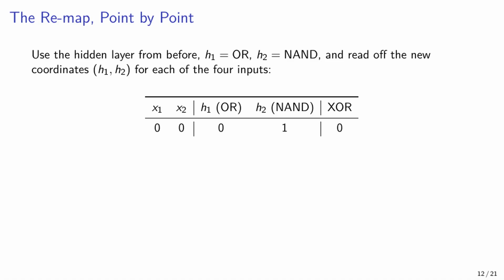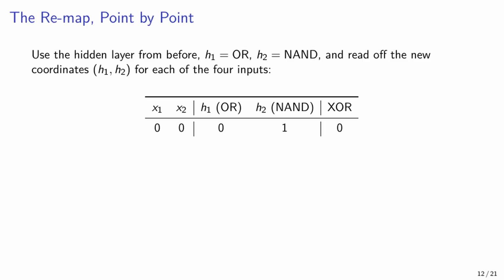Let us watch that remap happen on XOR by hand. Use the hidden layer from before. The first neuron is OR, the second is NAND, and for each of the 4 inputs, read off its new coordinates, the pair H1, H2. Start with the input 0, 0.